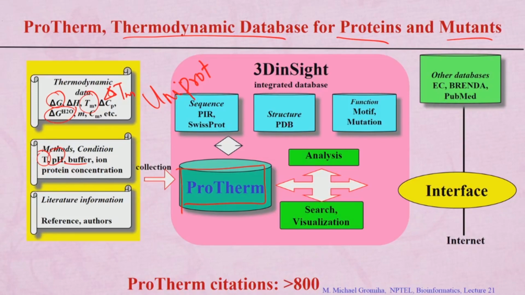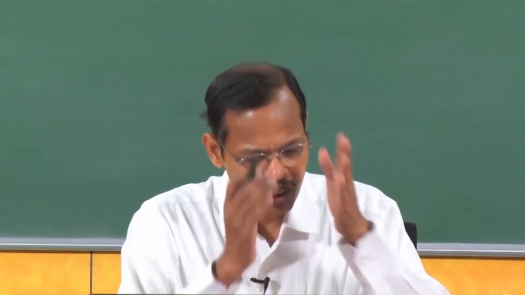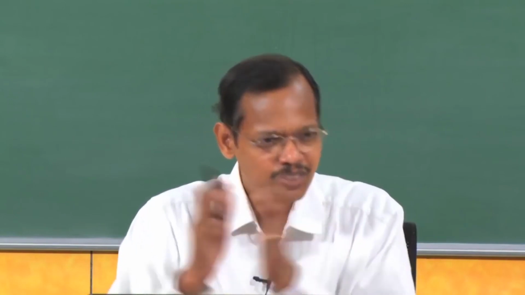Then also we have some motifs and the mutations. For example, if it is mutated, we will give the wild type residue, where we mutated, and to which residue we mutated. So, we give all the information.